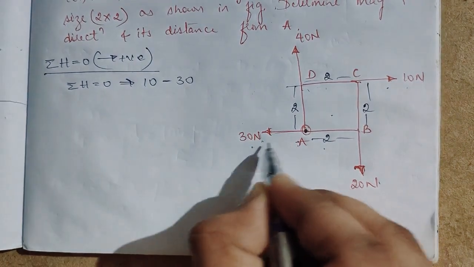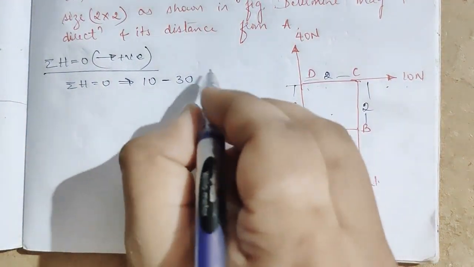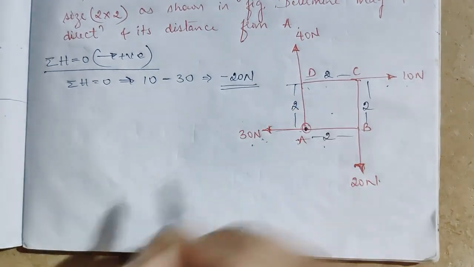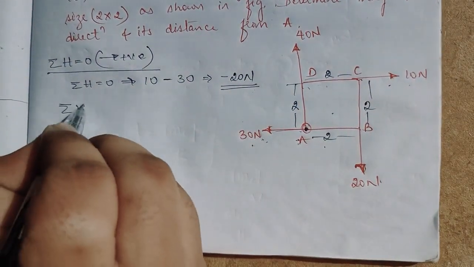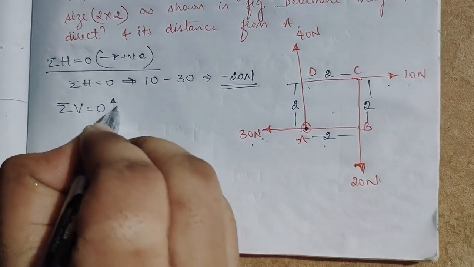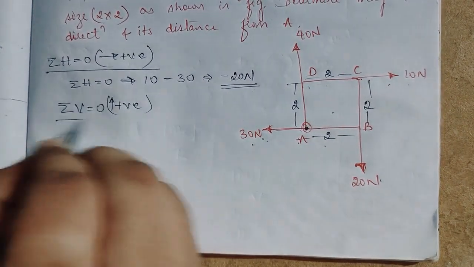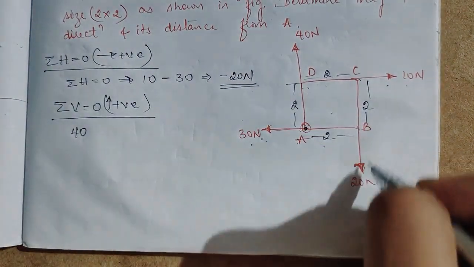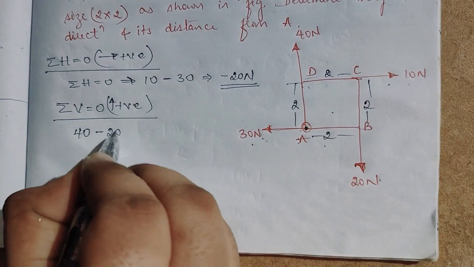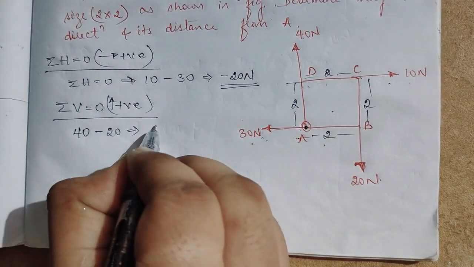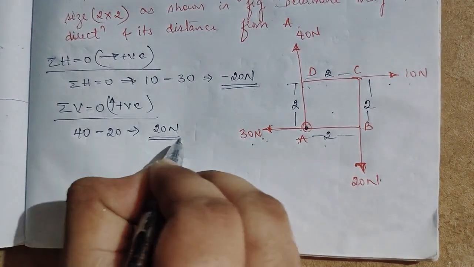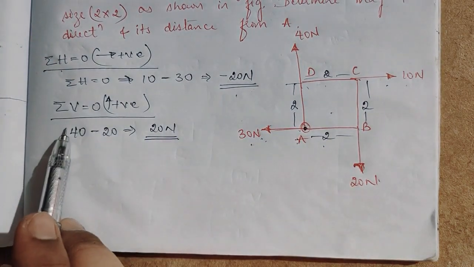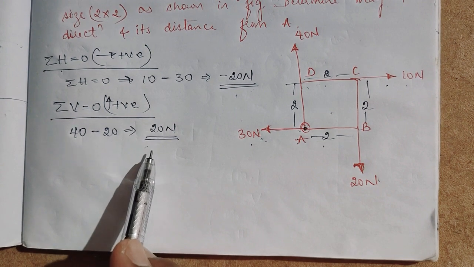Next, minus 30 because it is right to left. So it will be minus 20 Newton. Now summation of vertical forces equal to 0, taking upward as positive. What are the upward forces? 40 is positive, then minus 20 is negative. So it will be 20 Newton. So summation of h is minus 20 Newton, summation of v is plus 20 Newton.